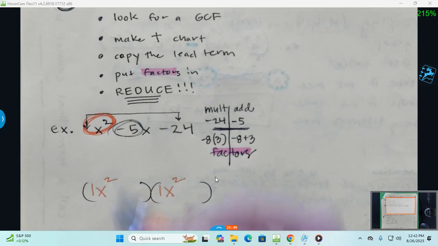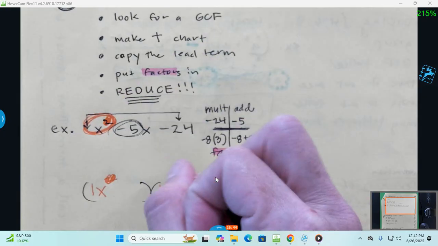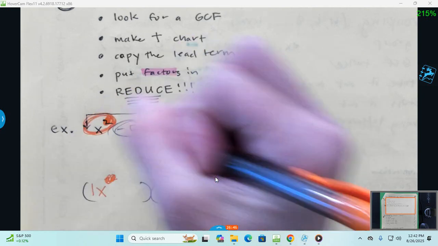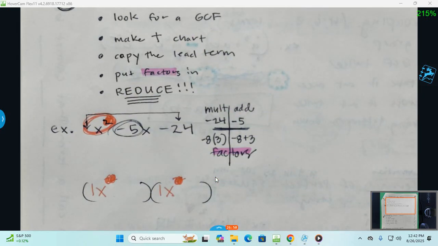Oh, I'm sorry. Drop your exponent. Don't put your exponent in. You just take the x. Sorry, that's my fault. Don't take the exponent, just the lead term. Just take the 1x, not the square, because x squared times x squared would be x to the 4th, and that's not what we want. So you just copy the lead term, which in this case is a 1x.